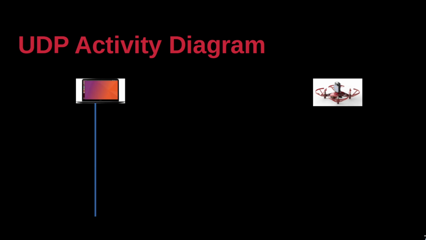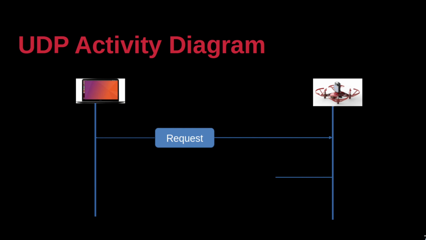The activity diagram shows that the UDP sender first creates a UDP datagram. It then sends the UDP datagram as a request to the UDP receiver. The UDP receiver then receives the UDP datagram and validates it. If the UDP datagram is valid, the UDP receiver processes it. The UDP receiver may return a response, but it is not mandatory.